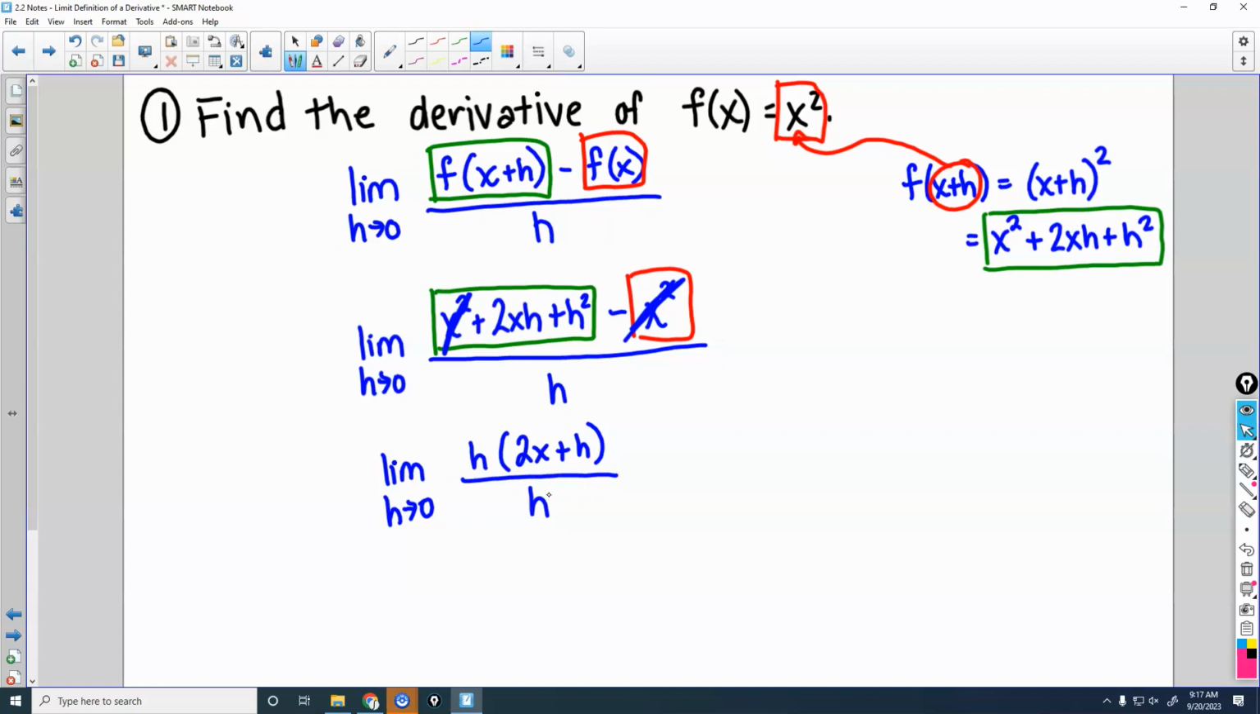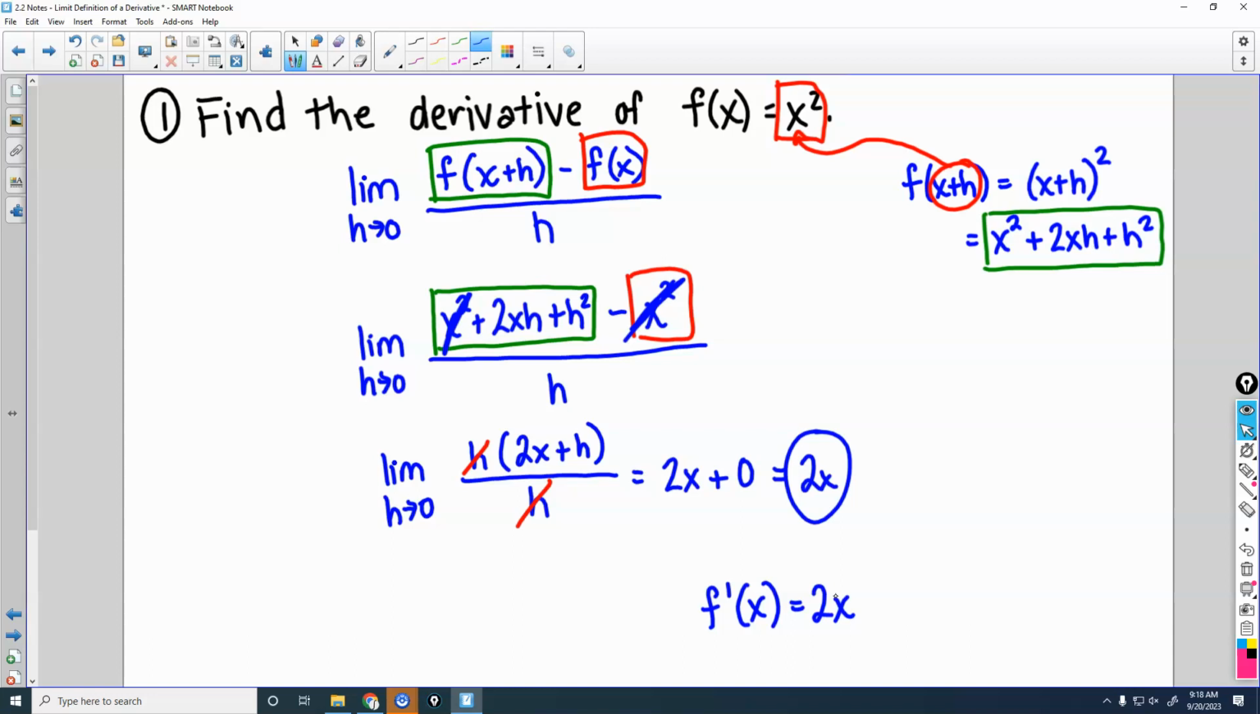All right, h's cancel. Right here, h divided by h is just 1, so that's going to go away. Then we're plugging in 0 for what? h, not for x, for h. So the x stays, and the h is replaced with a 0, and 2x plus 0 is 2x. So we would say f prime of x, the derivative of f here, is 2x. So our answer is going to have an x with it.